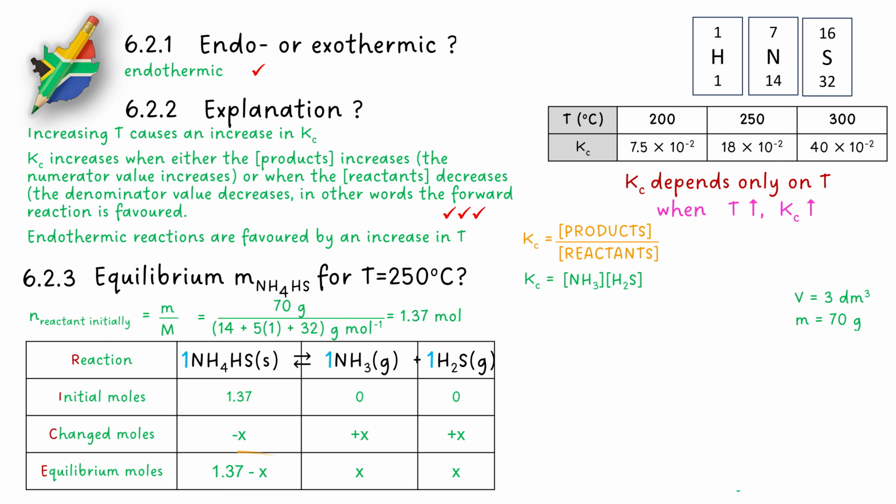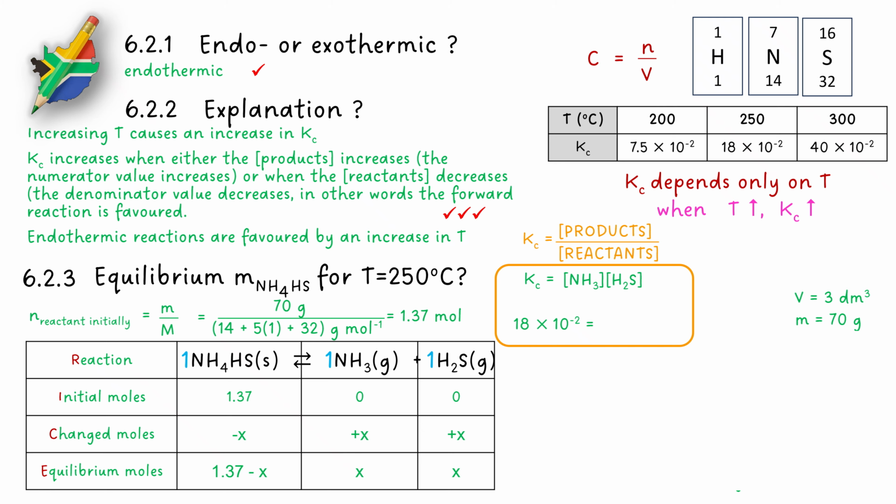We now have the moles of the reactant present at equilibrium in terms of X, but we want the mass present at equilibrium. So we first need to solve for X to get an actual mole value at equilibrium, and then we can convert that mole value to a mass value. We can take the equilibrium constant expression and substitute the equilibrium constant value at 250 degrees Celsius, which is 18 times 10 to the minus 2.